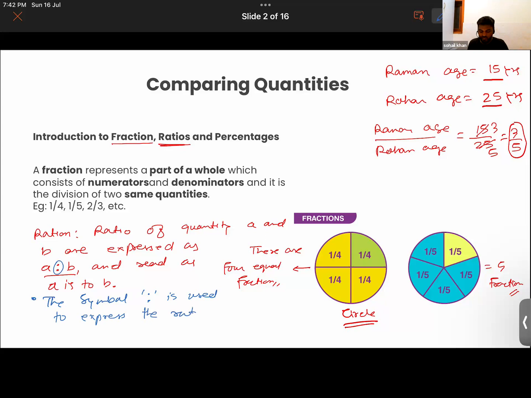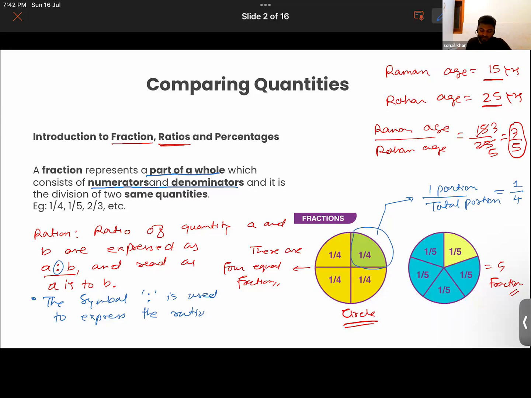Express the ratio. And a fraction, as I told you, basically represents a part of a whole, and it consists of a numerator and a denominator, right? So you take one portion out of this circle, it will be represented as one portion out of the total portion. What is the total portion? It consists of four pieces, four parts. So it can be written like this, 1 out of 4. So this is simply a fraction, which basically represents a part of a whole object.